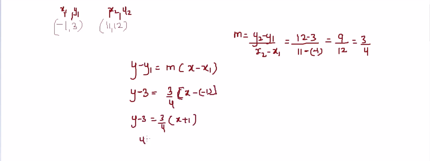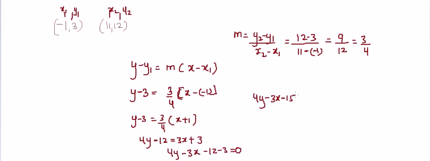If I cross multiply, I get 4y minus 12 equals 3x plus 3, or 4y minus 3x minus 12 minus 3 equals 0, because we are supposed to give the answer in standard form. So 4y minus 3x minus 15 equals 0. So this is the required equation of the straight line. Now let me move on to the next part.